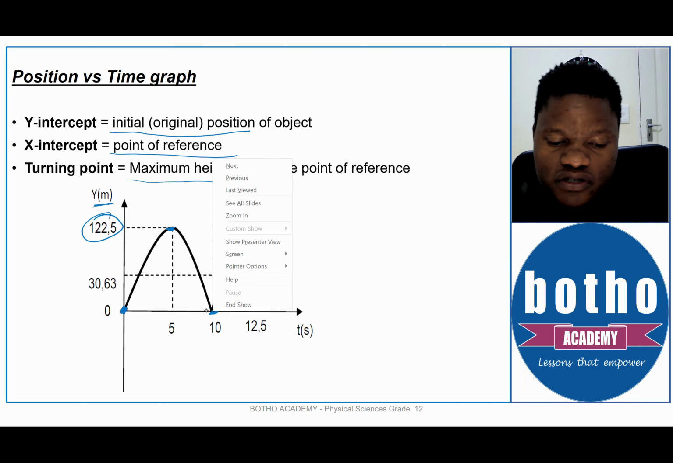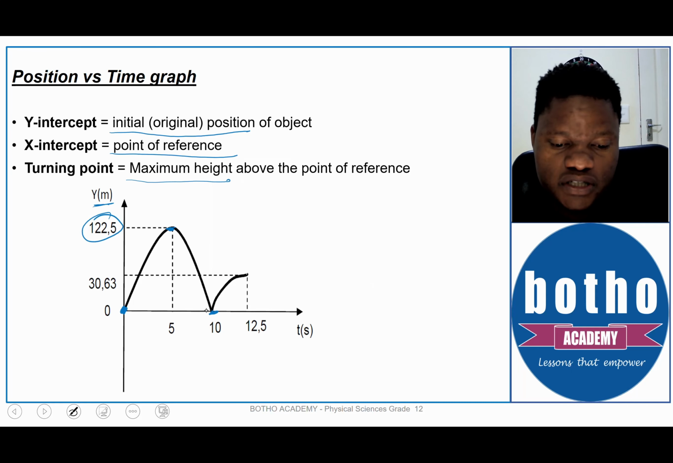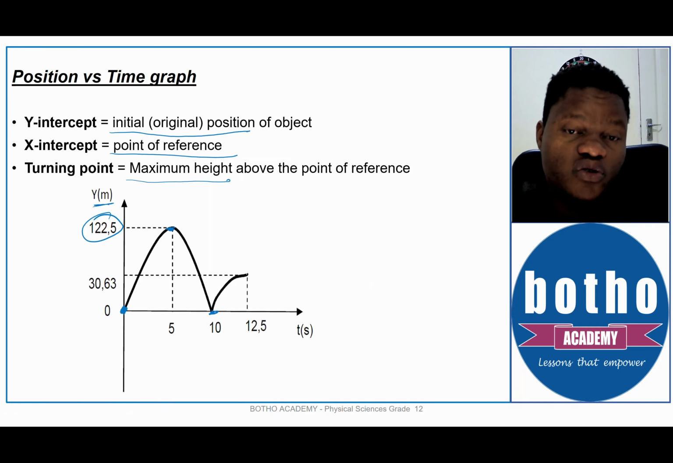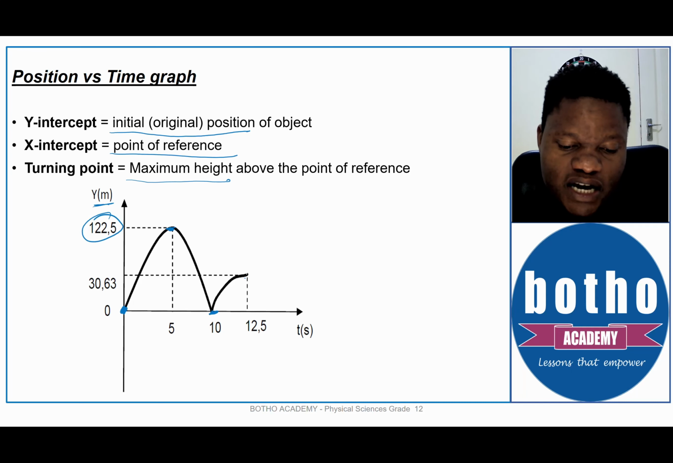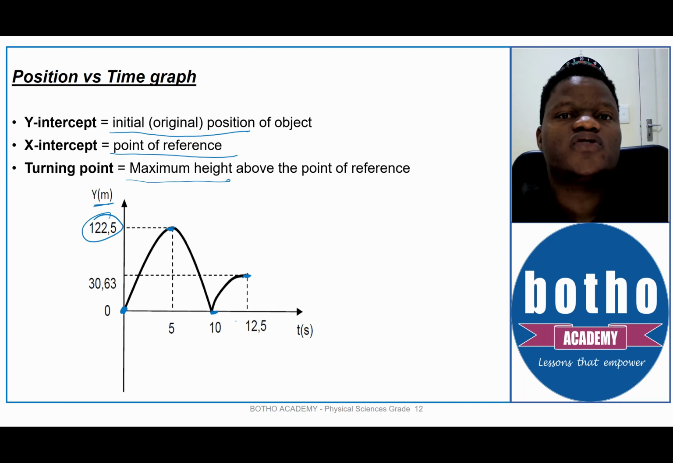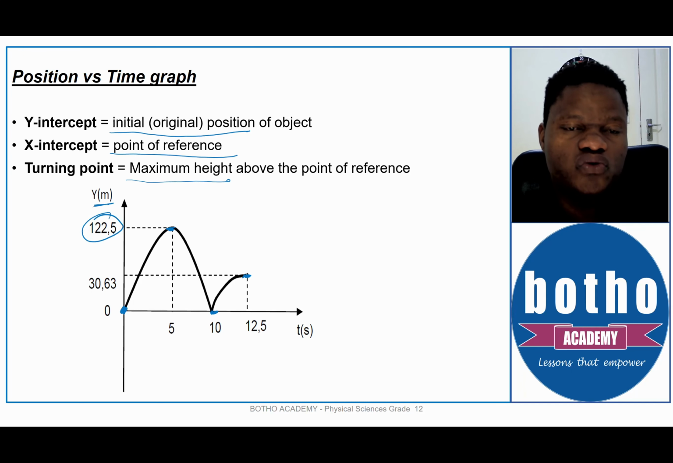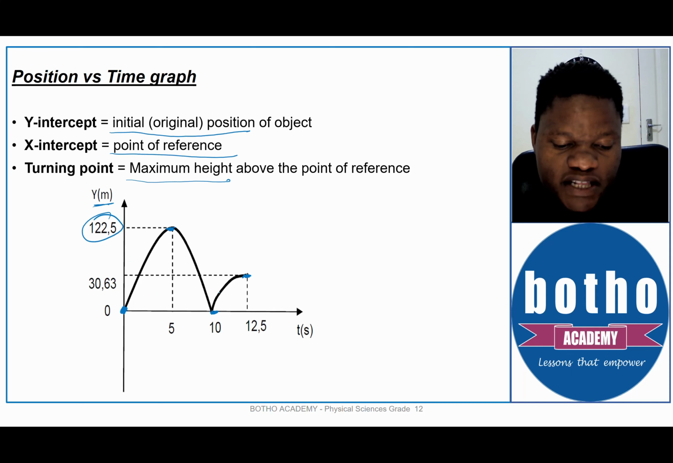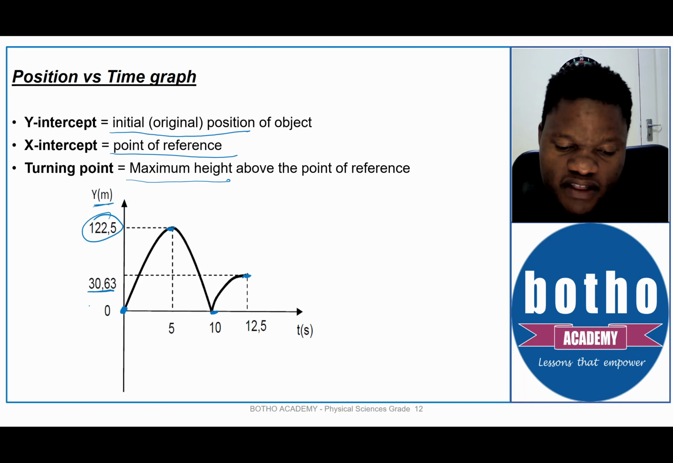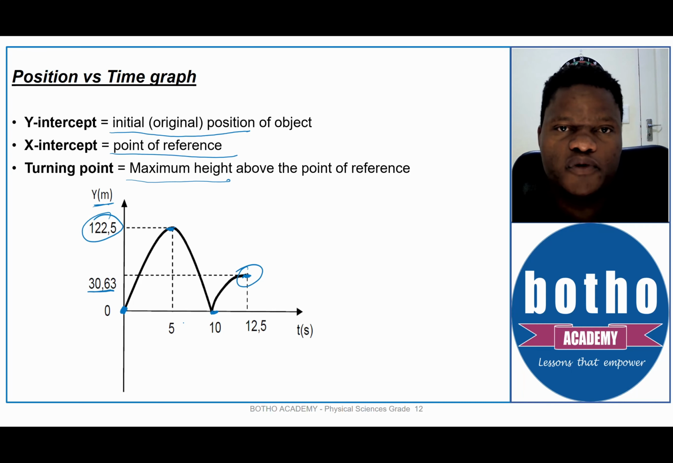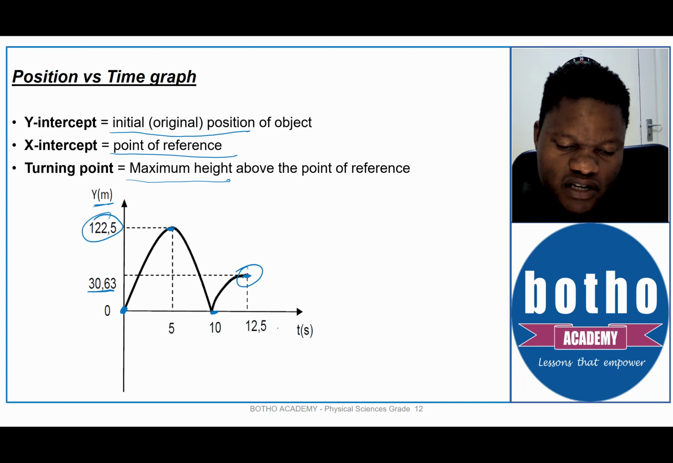But this object, I chose this graph carefully because I wanted you to see some other possibilities with your assessments. This object does not stop after hitting the ground. It then bounces back up, and now it reaches a new maximum height, which is not going to go back to the original maximum height of 122.5 meters. It now reaches a new maximum height of 30.63 meters above the ground. Hence you can see that we have a new turning point there. The object will definitely turn and then it will come back.